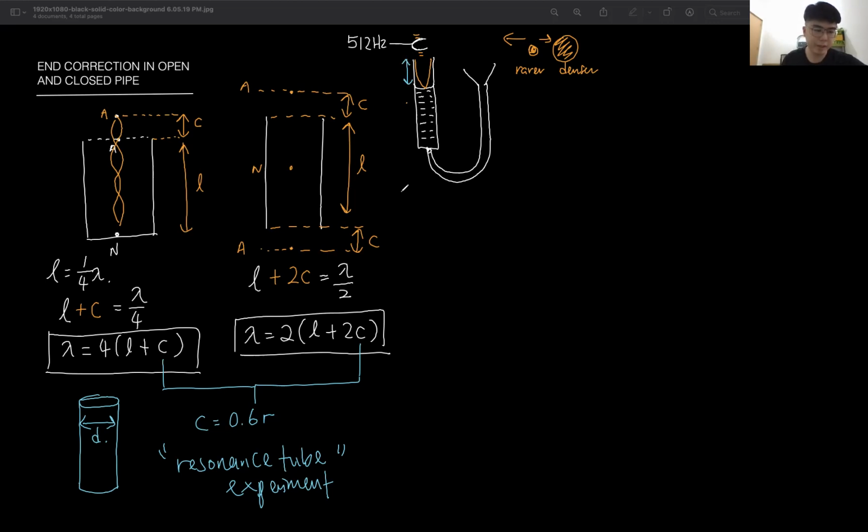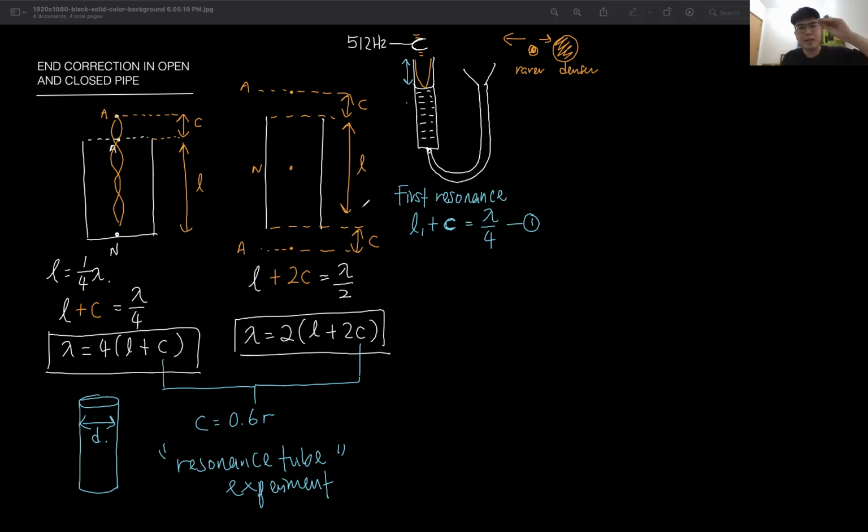Okay, now let me write this down here. First resonance: L1 plus C. L1 is the first resonance length they measure, and then they form an equation, L1 plus C, the end correction, equals lambda over 4. That is equation 1.